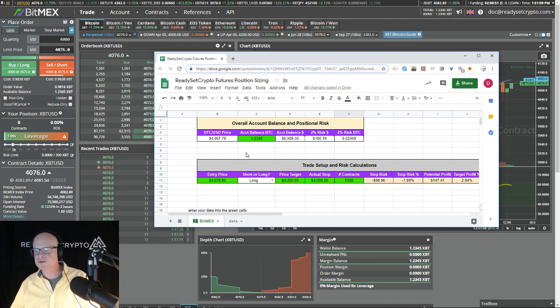Or if somebody wants to, they can go in and protect the cells. That'd be fine. Now, I do have some comments on here. If you hover the cursor over each of these fields, you can see the purpose of it, like this cell will be calculated for you, or put your account balance here.